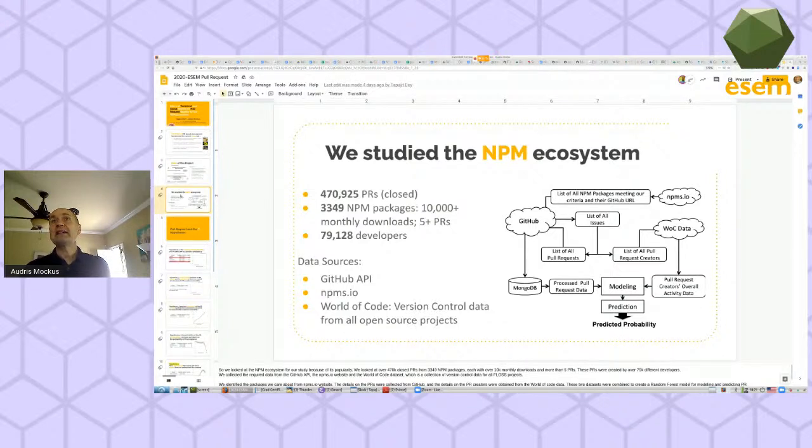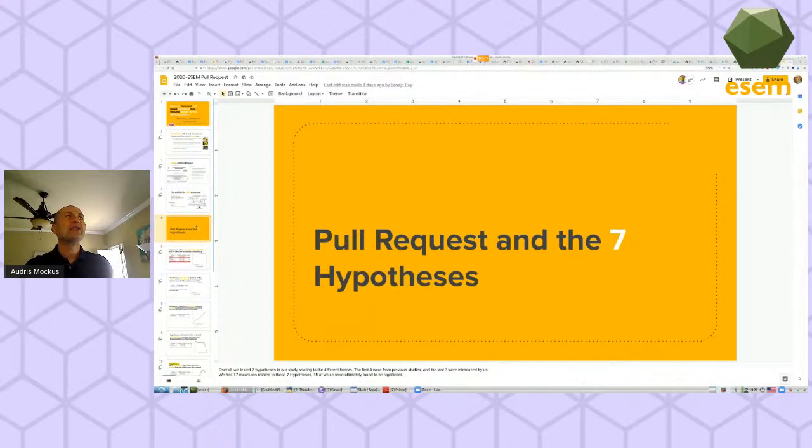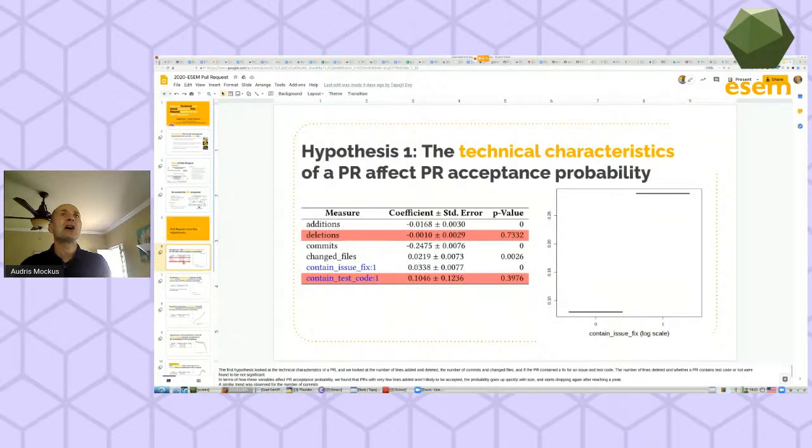And then we put all this data together into a single model and try to do the prediction of future pull request acceptance based on the past history. Okay, so that's kind of a short summary of the data. Here are hypotheses.